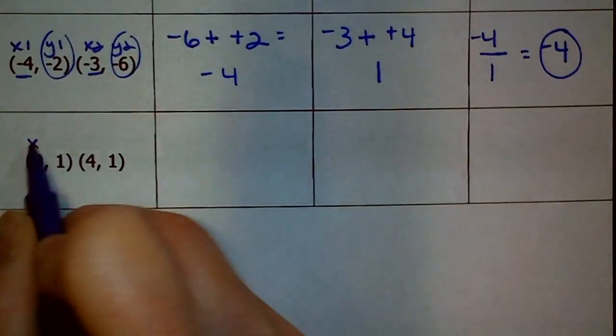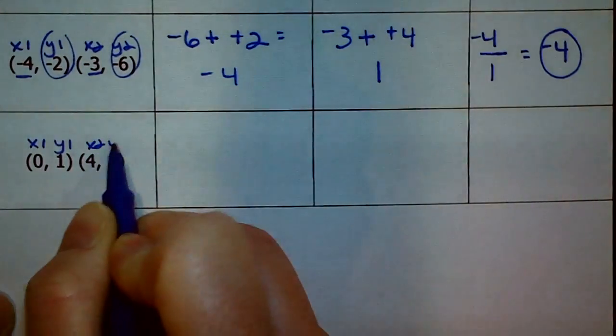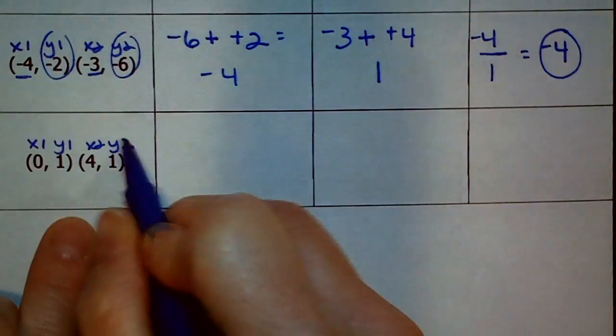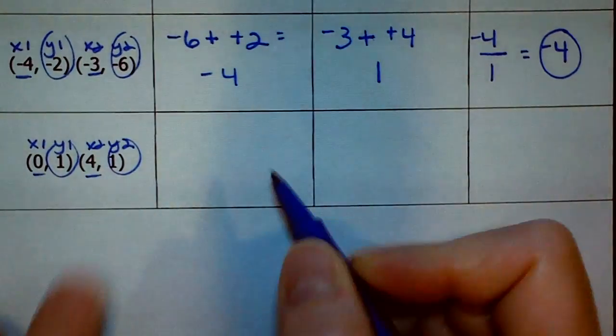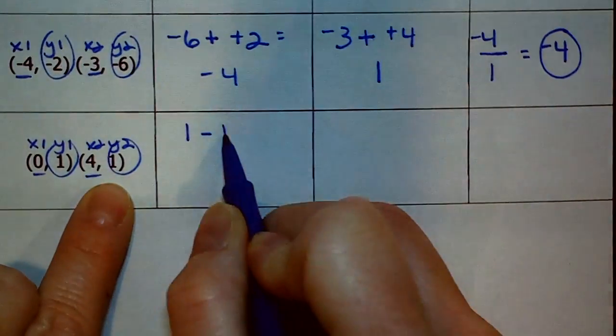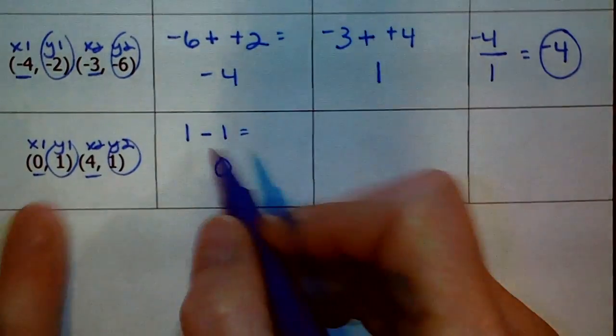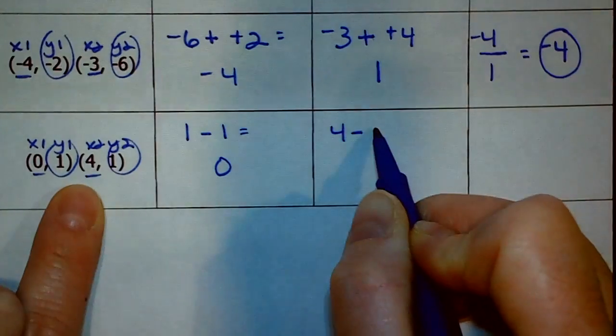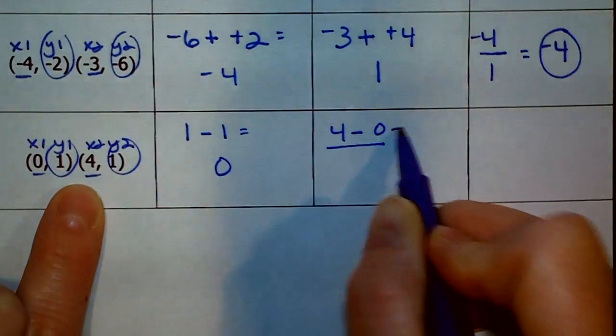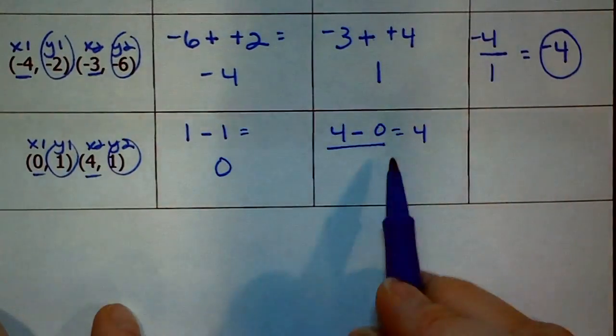Okay, last one. x1, y1, x2, y2. Circle your y's, underline your x's. y2 minus y1. It's 1 minus 1. That's 0. That's a little different. And now I'm going to take my x2 minus x1. 4 minus 1, that's 4. Or sorry, 4 minus 0, that's 4.